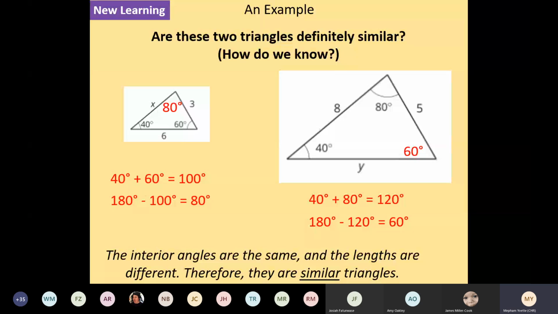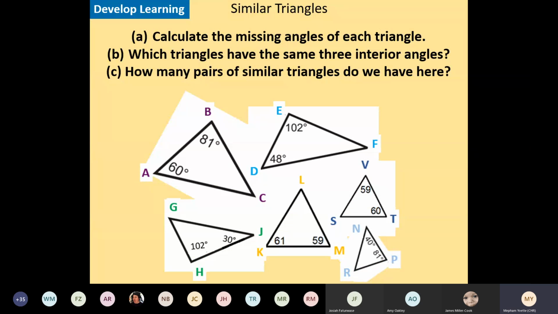Okay, so on to the activity. We've got 6 different triangles here. What I would like you to do, because I'm going to give you 5 minutes to do this, there are 3 questions that I want you to focus on. So for each triangle, I would like you to calculate the missing angle of each triangle.